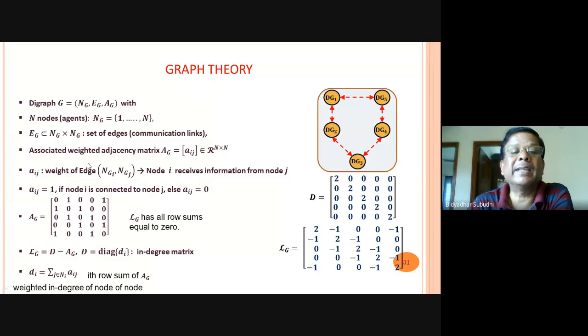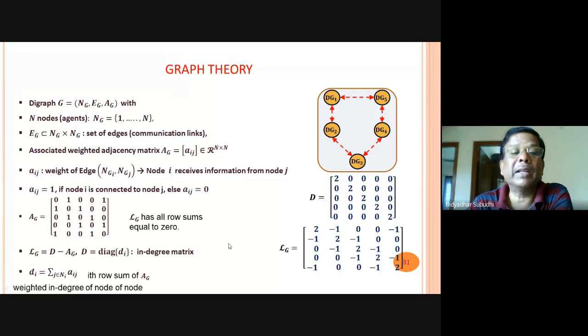And a_ij is 1 if node i receives information from node j, or if it is not connected, you give it a 0. So if you look at the connectivity, you can represent it in terms of the entries of the matrix A_G, what is called the associated adjacency matrix. That is basically either 0 or 1.